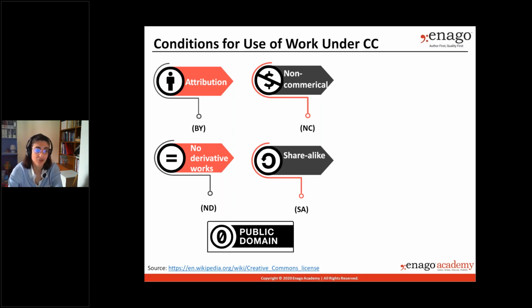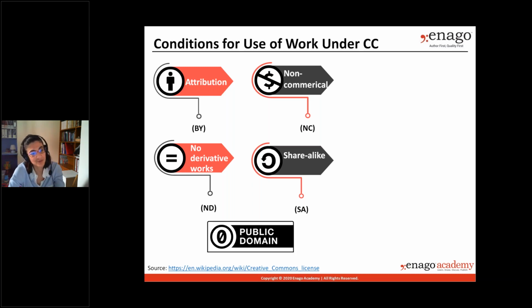In this case you need to obtain the approval. You need to obtain the permission to use this work. There are cases, non-commercial, where you can use it but not for commercial purposes. There's no derivative works, share alike, and there's the public domain, in which case, as we mentioned, it's fully public and available.